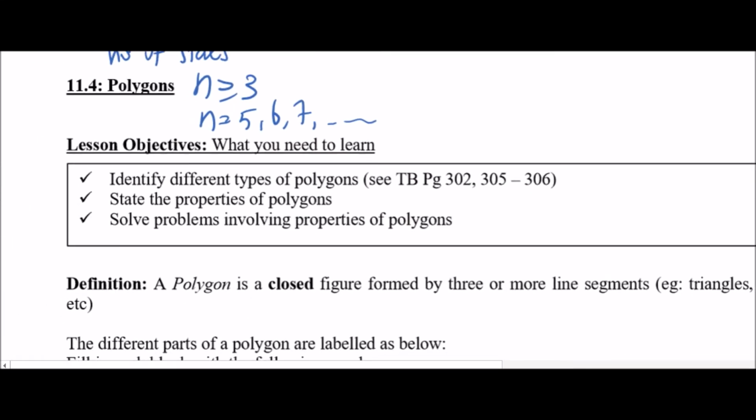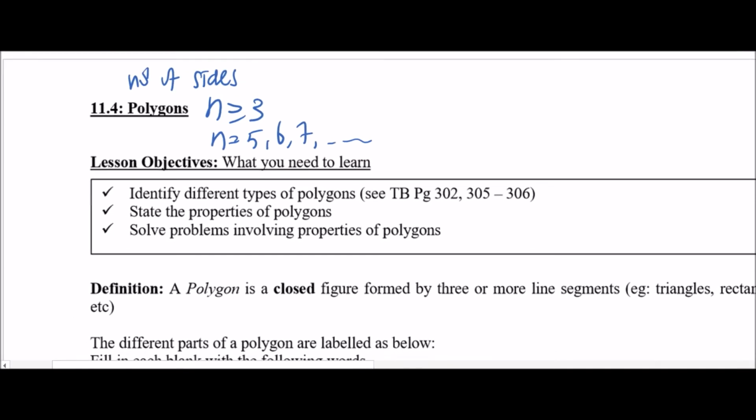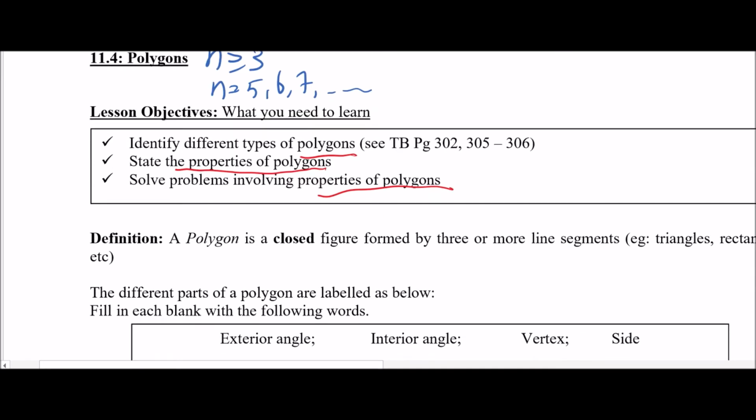Let's look at the lesson objectives for this video. We are going to identify different types of polygons, and state the properties of polygons, specifically the angle properties. We're not interested in calculating the area and perimeter. We're going to solve problems involving these angle properties. Let's get into it.